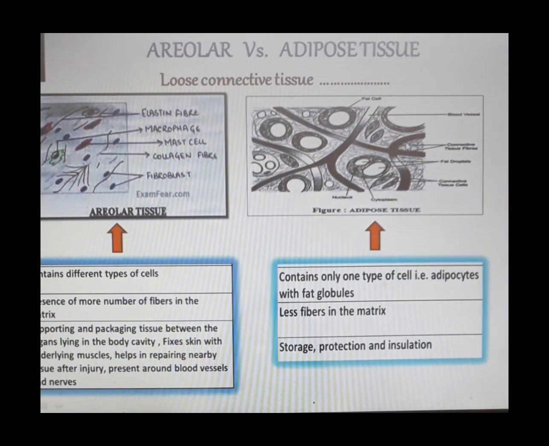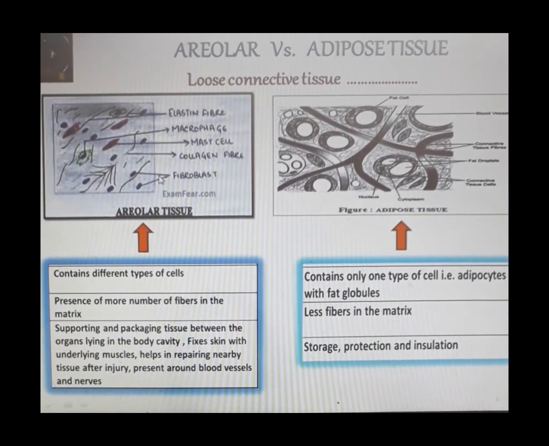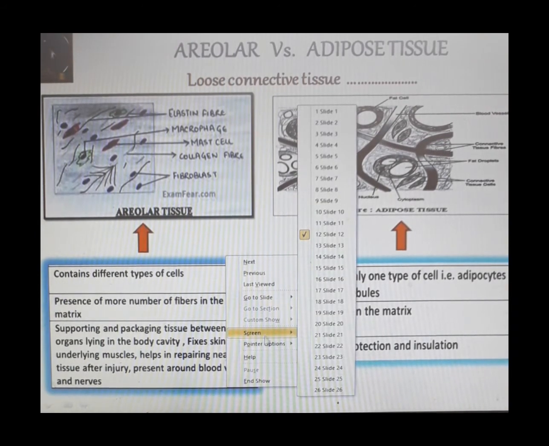Now we are going to talk about the areolar and adipose tissue. You can see the first picture on your screen. See, areolar connective tissue shows the presence of many types of cells. Can you see here? The tissue shows the presence of different types of cells.